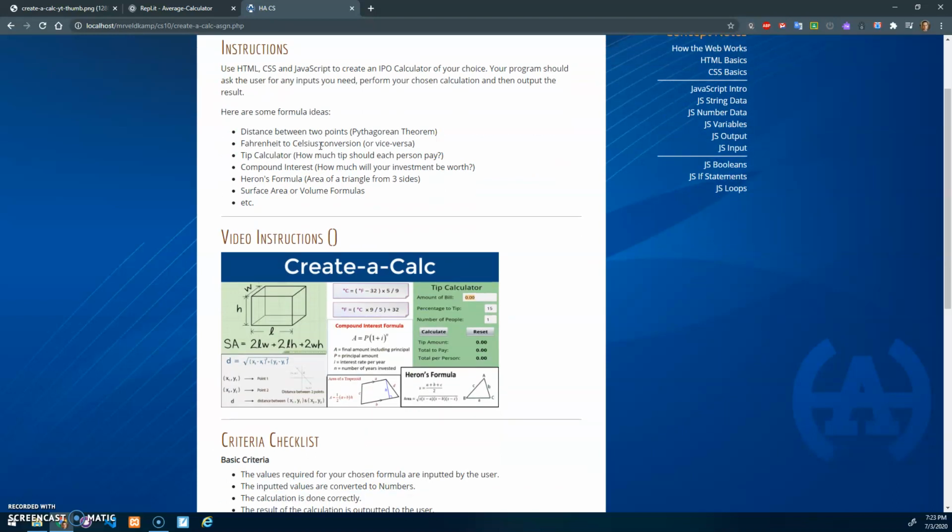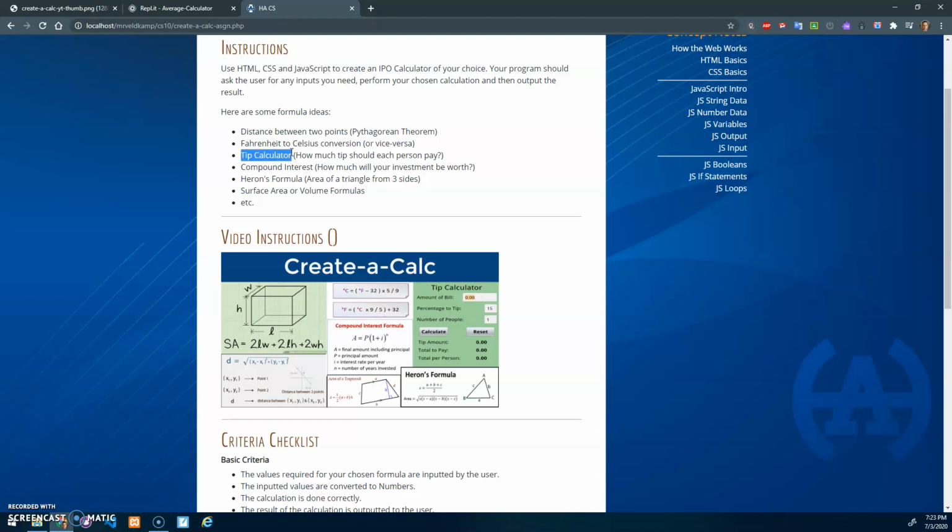I've given some ideas here. Distance between two points, right? Ask the user for x1, y1, x2, y2, right? The x and y coordinates of two points and find the distance between them. Basically just Pythagorean theorem. Fahrenheit to Celsius conversion, right? Ask the user for Fahrenheit temperature, do a calculation to convert it to Celsius.